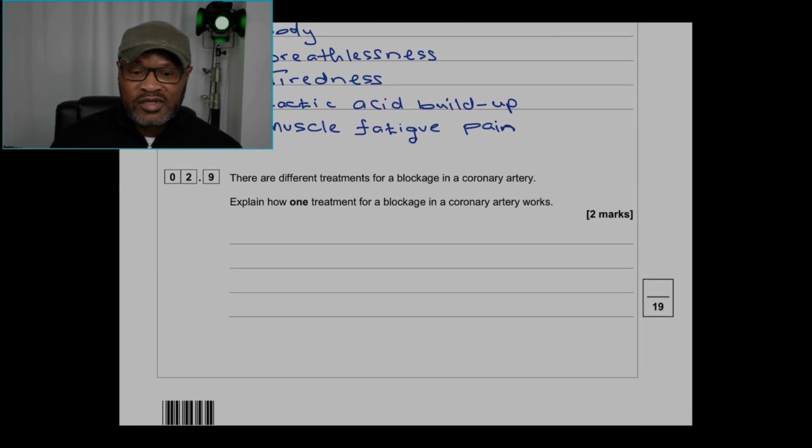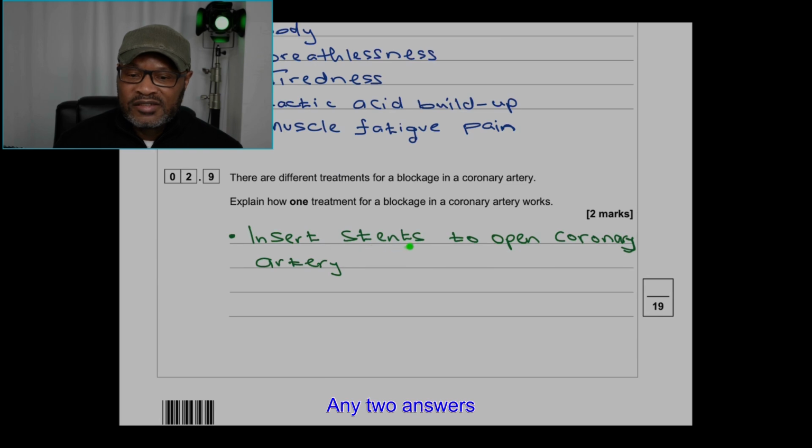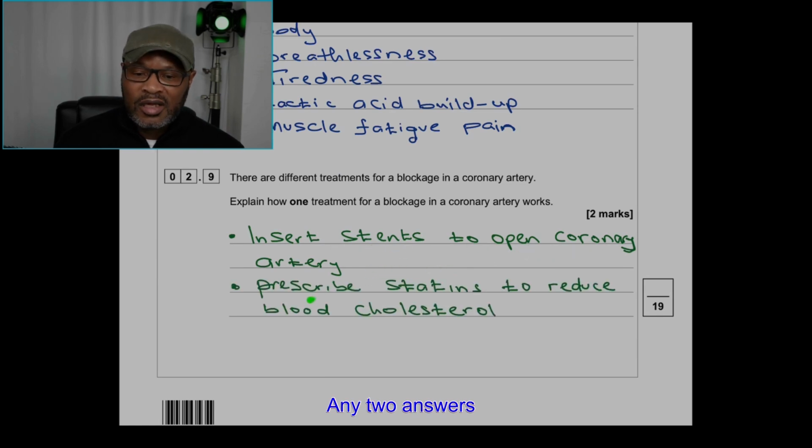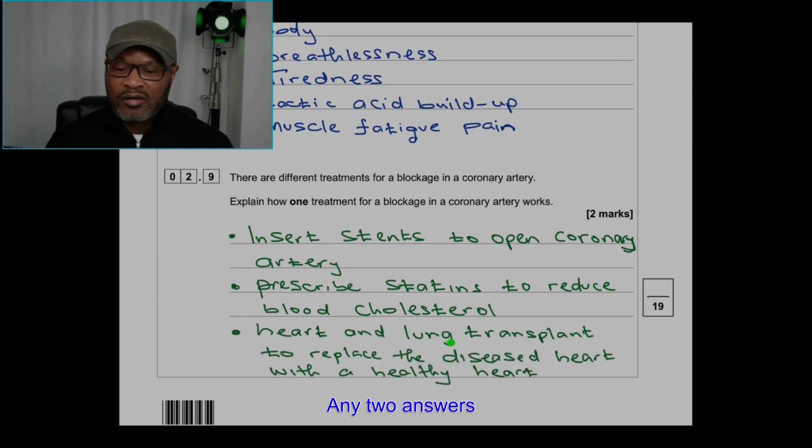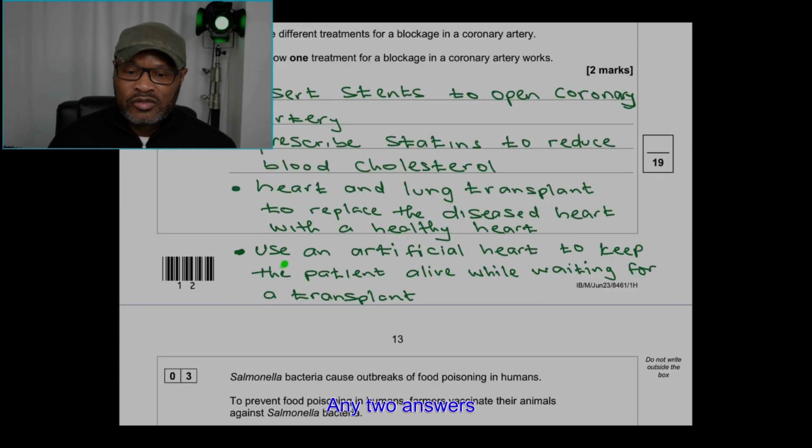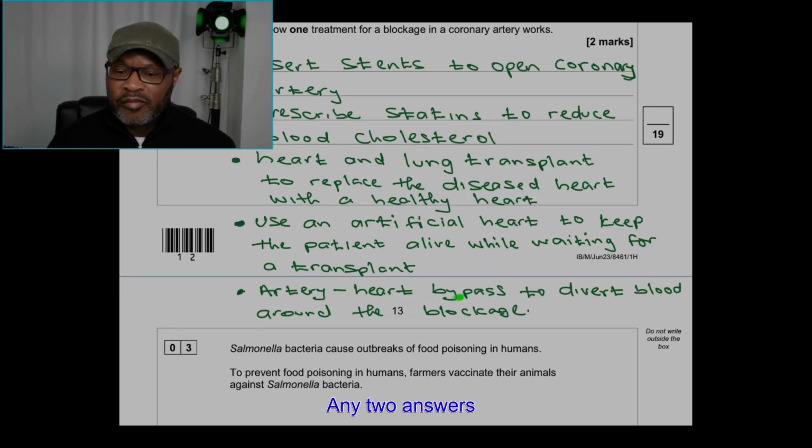Question 2.9. There are different treatments for a blockage in a coronary artery. Explain how one treatment for a blockage in a coronary artery works. We insert stents to open the coronary artery and prescribe statins to reduce blood cholesterol, heart and lung transplant to replace the diseased heart with a healthy heart, use an artificial heart to keep the patient alive while waiting for a transplant, artery and heart bypass to divert blood around the blockage.